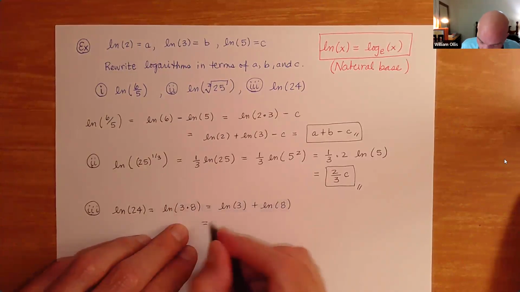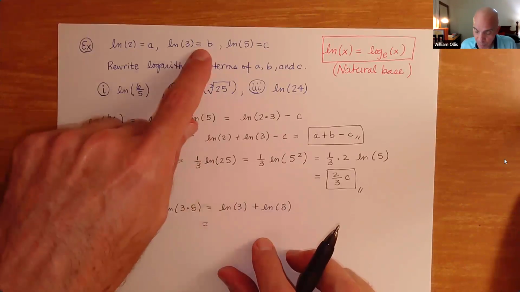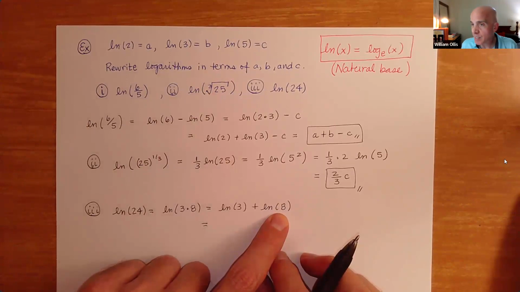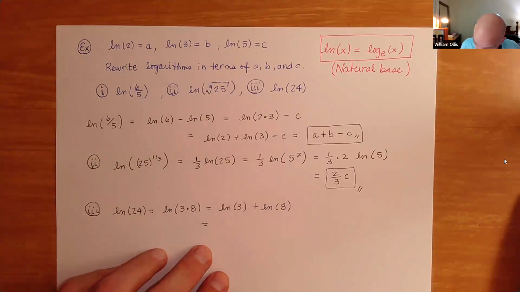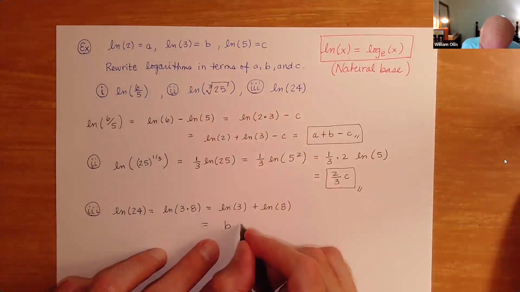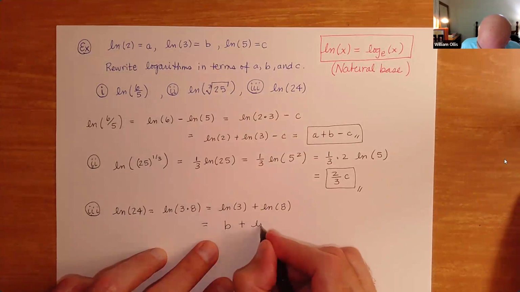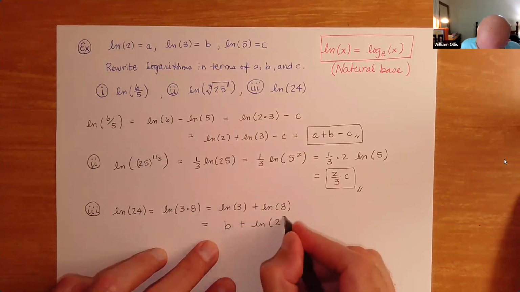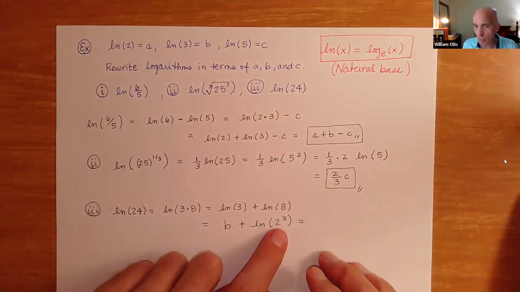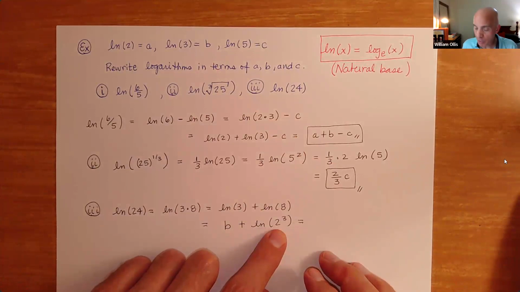Now, as far as this goes, we know this is b, but we need to rewrite the 8 as a power of 2. We know 8 is just 2 to the 3rd power. So we have b for natural log of 3 plus the natural log of 2 to the 3rd power. Now, of course, this is certainly not the only way you can do it. You can still get the same answer, but this may be the most efficient.